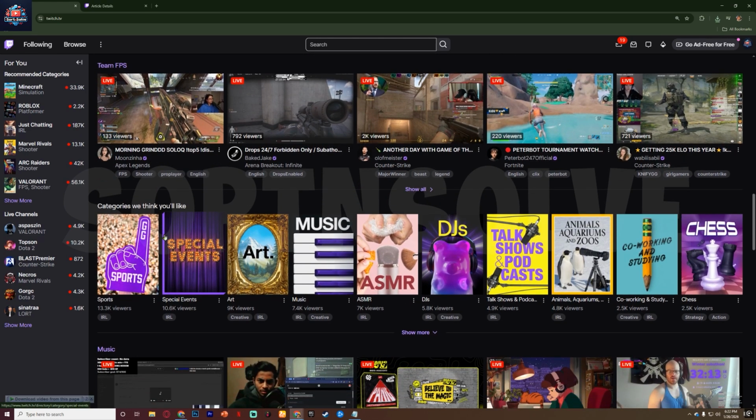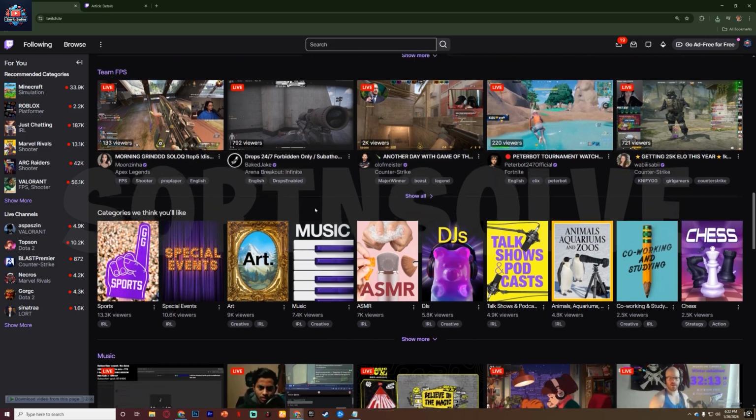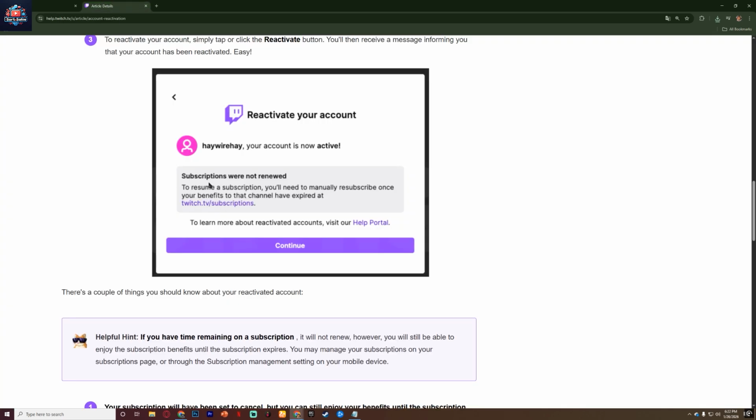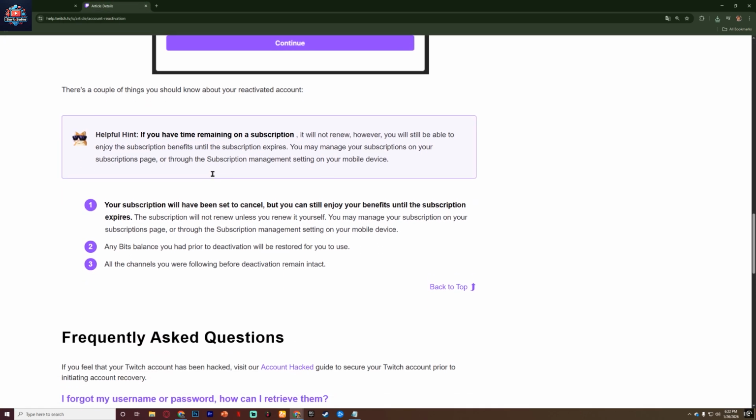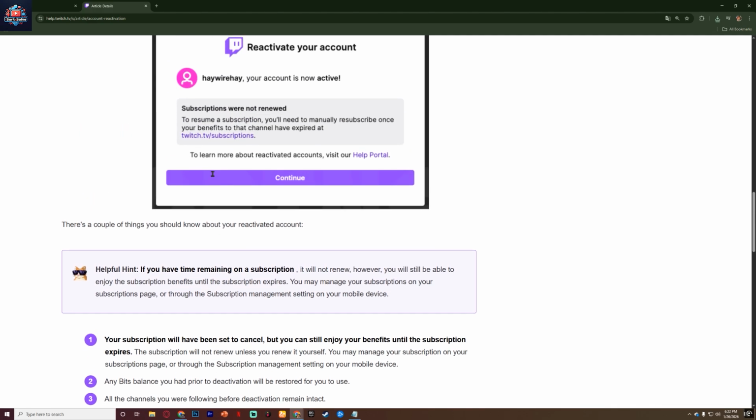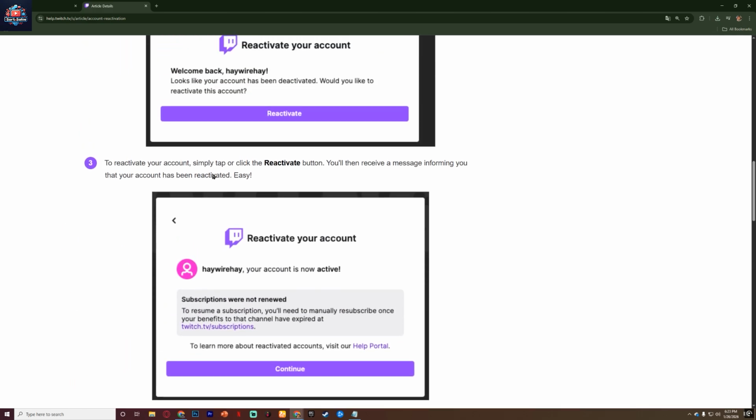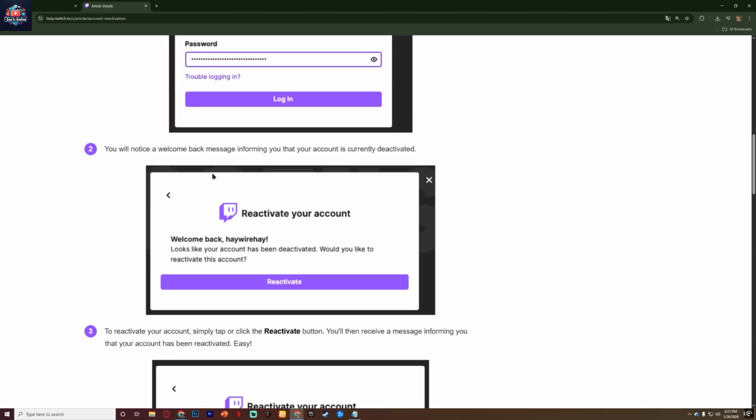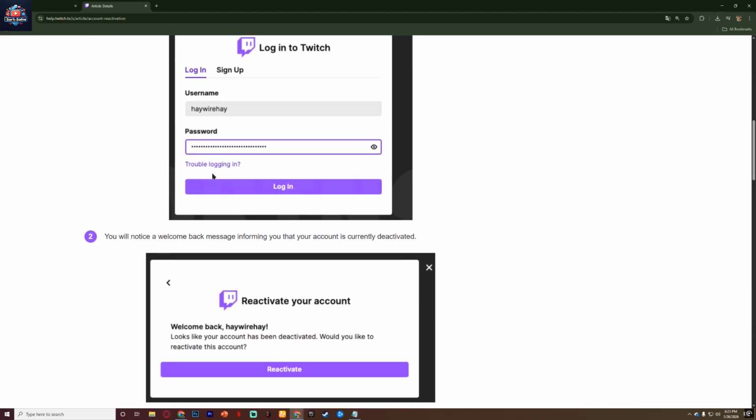If the suspension is temporary, wait until it expires and follow the rules carefully afterward. If approved, Twitch will restore access. Being respectful, patient, and informed gives you the best chance of recovering your Twitch account successfully.